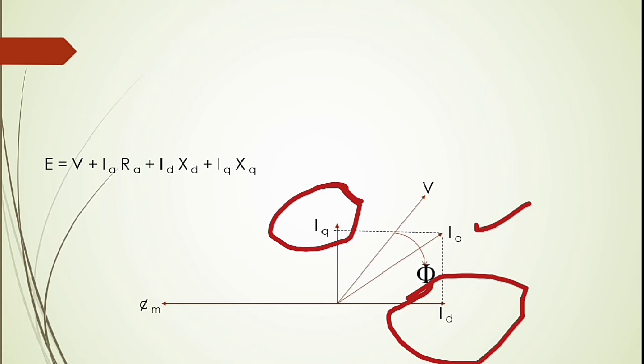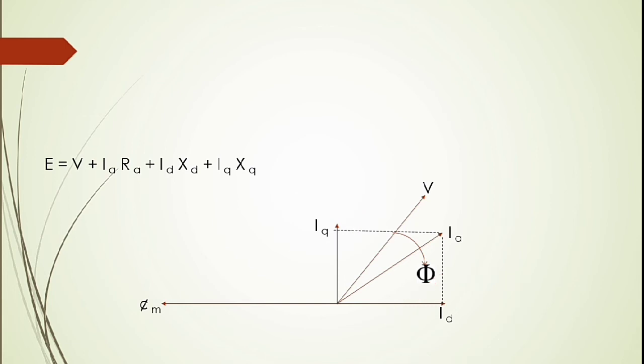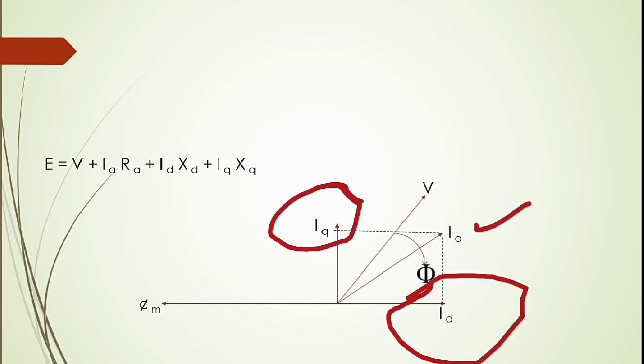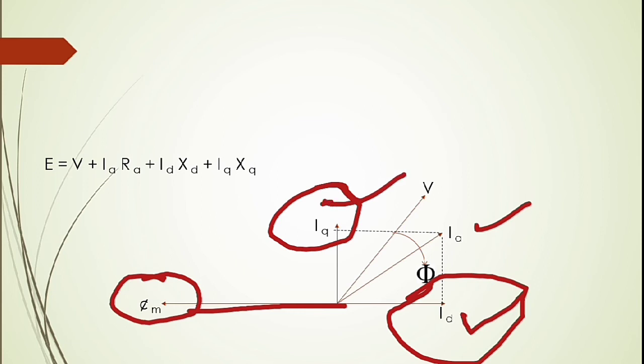Okay, why is it the D axis? Because I told you this is the D axis because it is in the same phase as the axis of the main field flux. This is the same axis as the axis of the main field flux, so the same axis we refer to as ID, and in quadrature to this it is IQ. So that's why it is ID and it is IQ.